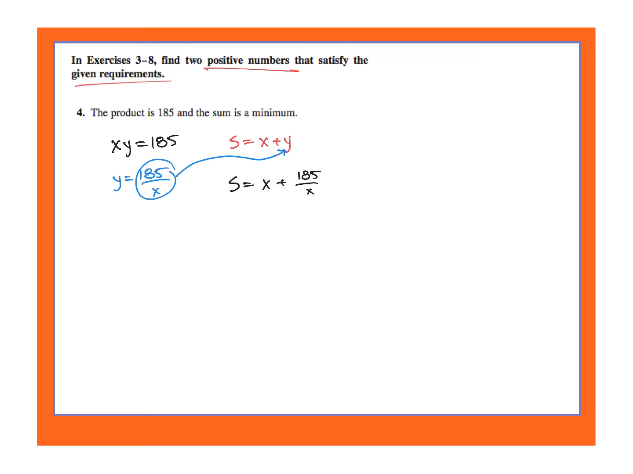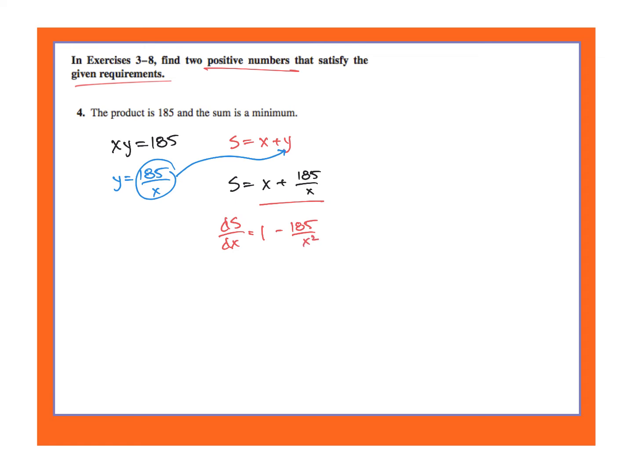Now I'm going to take a derivative of that. I'm going to take it with respect to what? What are my variables in? X. So my derivative, I'm going to say dS over dx because that is what I'm differentiating with respect to. Well, what's the derivative of X? It's dx over dx, so it's just one. And then, what's the derivative of 185 over X? Let's see if we're good at these now. Negative 185 over X squared.